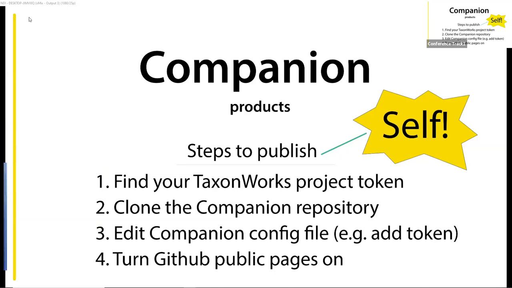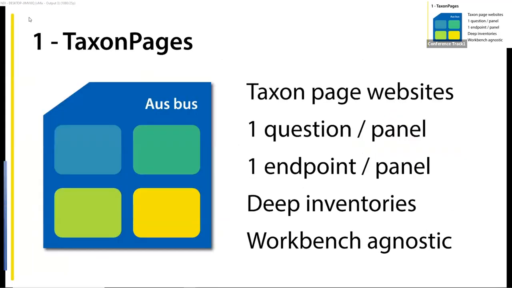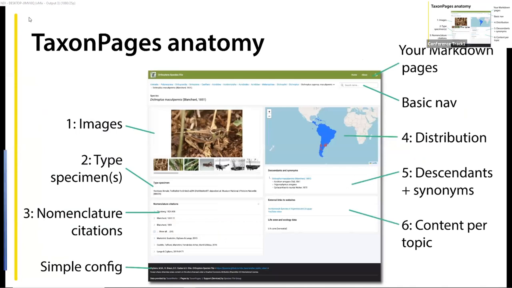And this is really the self part of the self-publishing on the web here, the things that you as a researcher can do when you have all these other tools lined up. So, three examples here. The first is something we're calling taxon pages, and it is sort of what it's called. Well, taxon page anatomy: basically there's a set of panels that all have a very purpose-built set of goals behind each panel. There's some very basic navigation, and you can add your own pages in Markdown to extend out your website. There's also some very basic, simple configuration that allows you to put things like how to cite your site on the bottom.